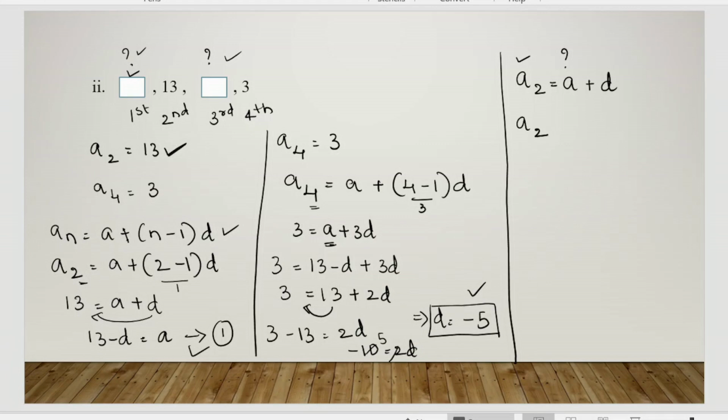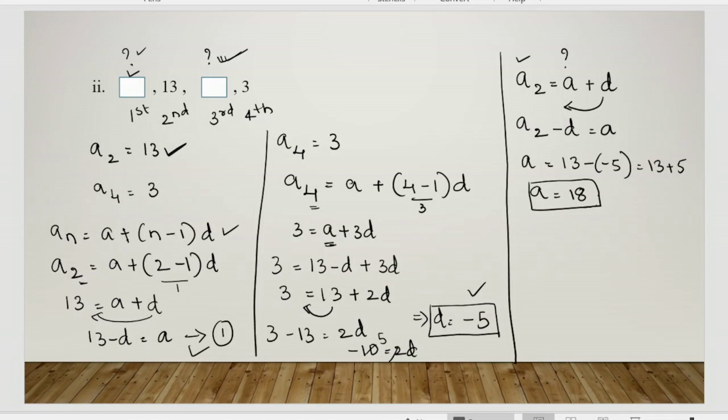You will take D to the LHS. A2 minus D is equal to the first term. So A is equal to, we know A2, which is 13, minus the common difference, which is minus 5, which is 13 plus 5. So the first term is 18.